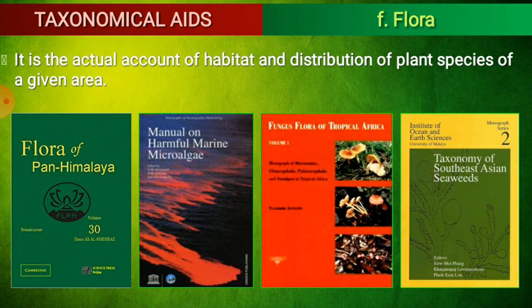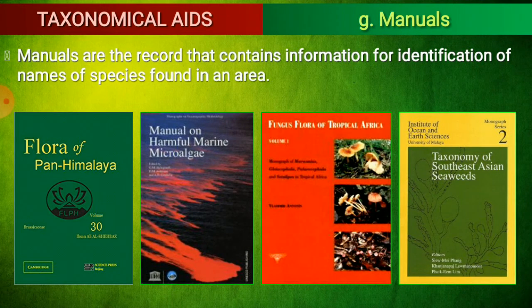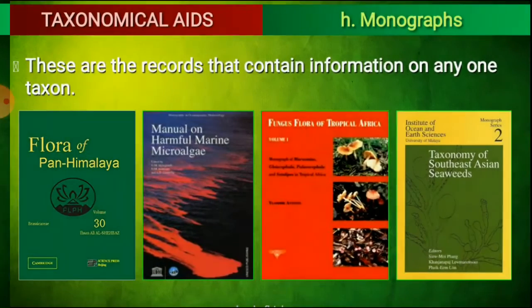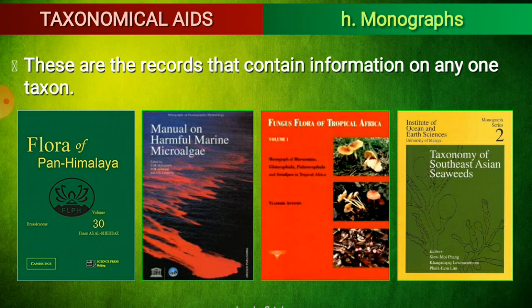Another aid is the flora. Flora is the actual account of habitats and distribution of the plant species of a given area. Manual is another taxonomical aid, which are records that contain information for identification of the names of the species found in any area. The next taxonomical aid is the monograph. Mono means single. So here these are the records that contain information on any one taxon. Monograph helps to know the information about any taxon.